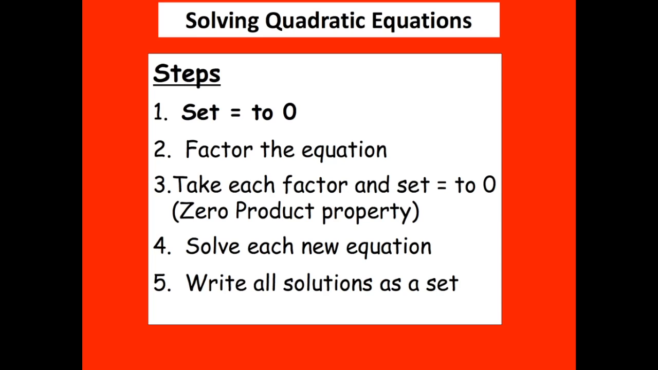Okay, finally, if you haven't written down the steps, they've been on every screen, make sure you go ahead and write them down. Again, always start off by setting your equation equal to 0. Second of all, factor the equation. You already know how to do that. Third step, take each factor and set them both equal to 0. Fourth step, solve each new equation. And finally, write the solutions as a set.